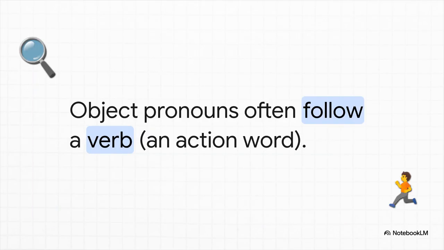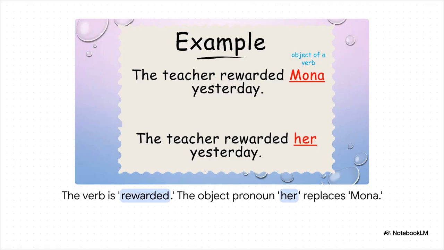So, how do you know when to use one? Well, here's a huge clue. They almost always show up right after a verb. You know, an action word. Check this out. The verb, the action, is rewarded. So who is rewarded? Mona was. Mona is the object, so we just swap her name for the object pronoun her. The teacher rewarded her. See how that fits perfectly?